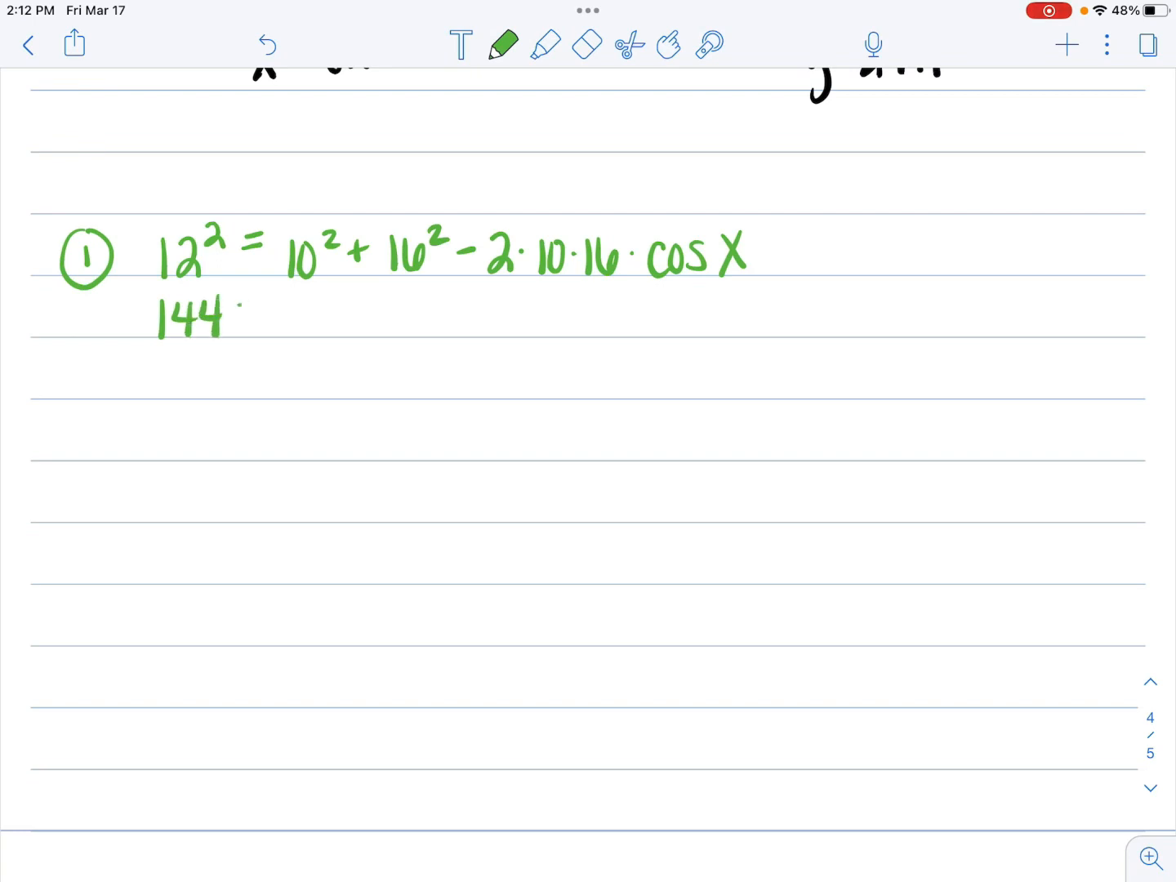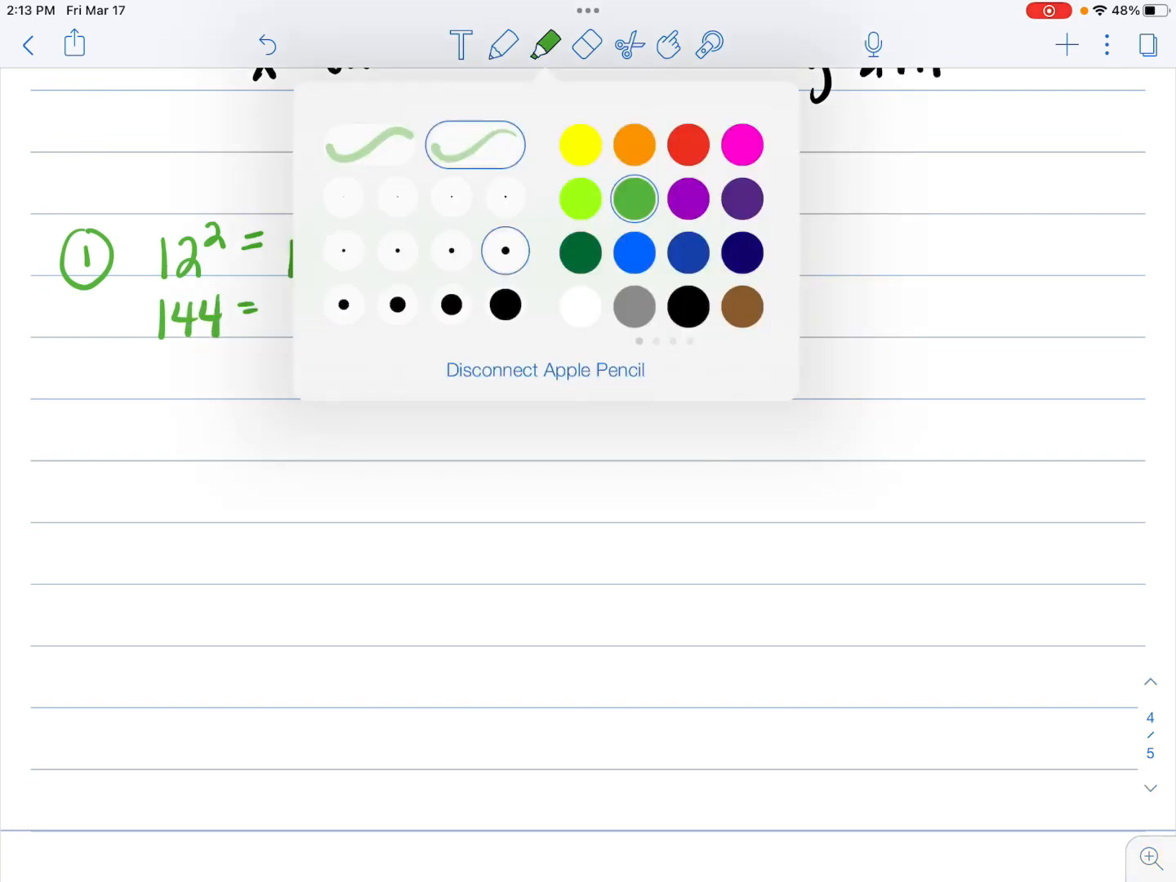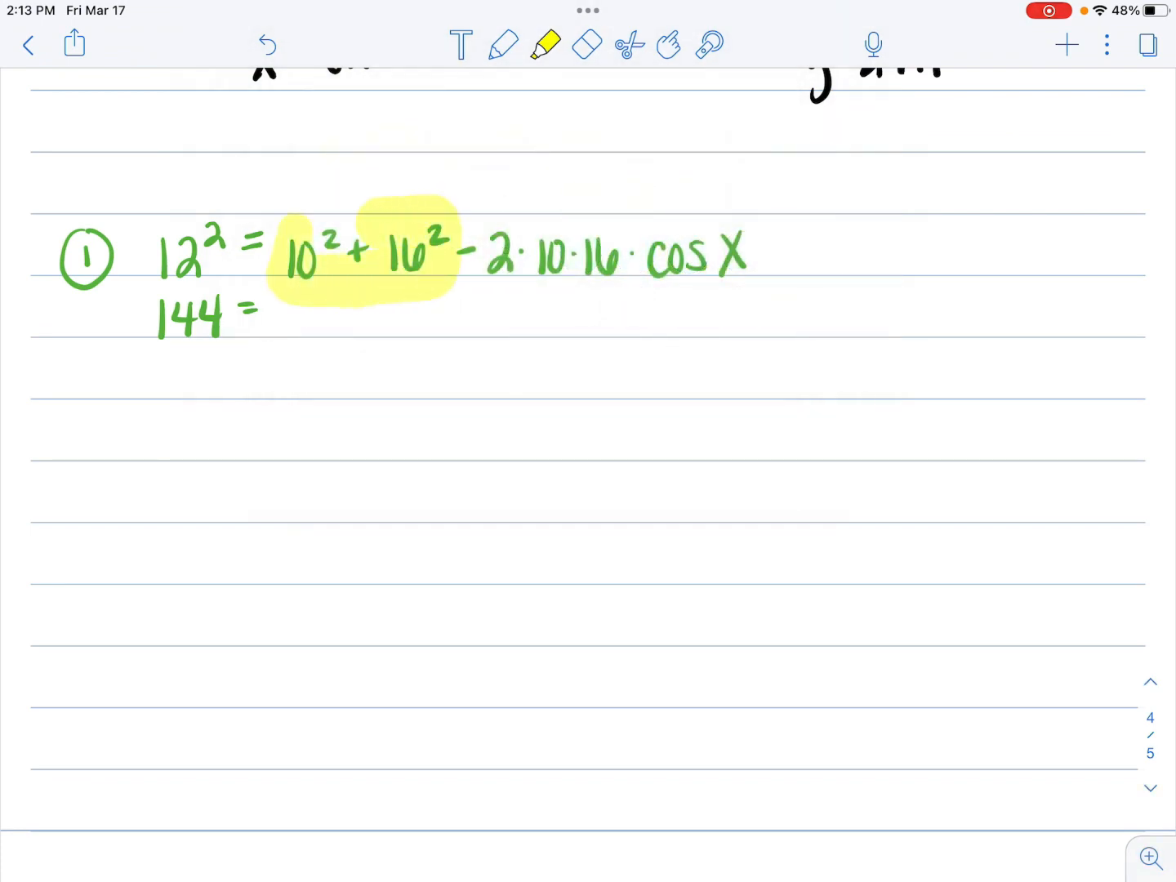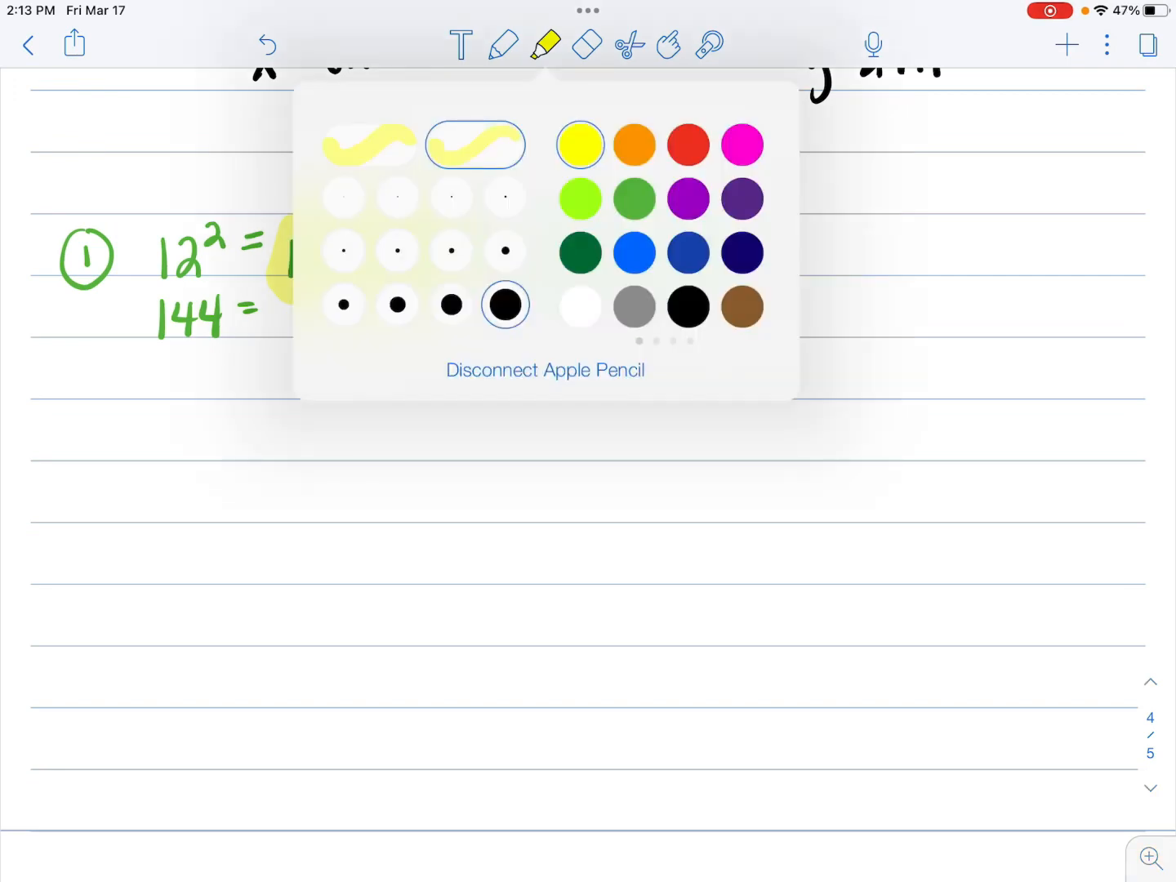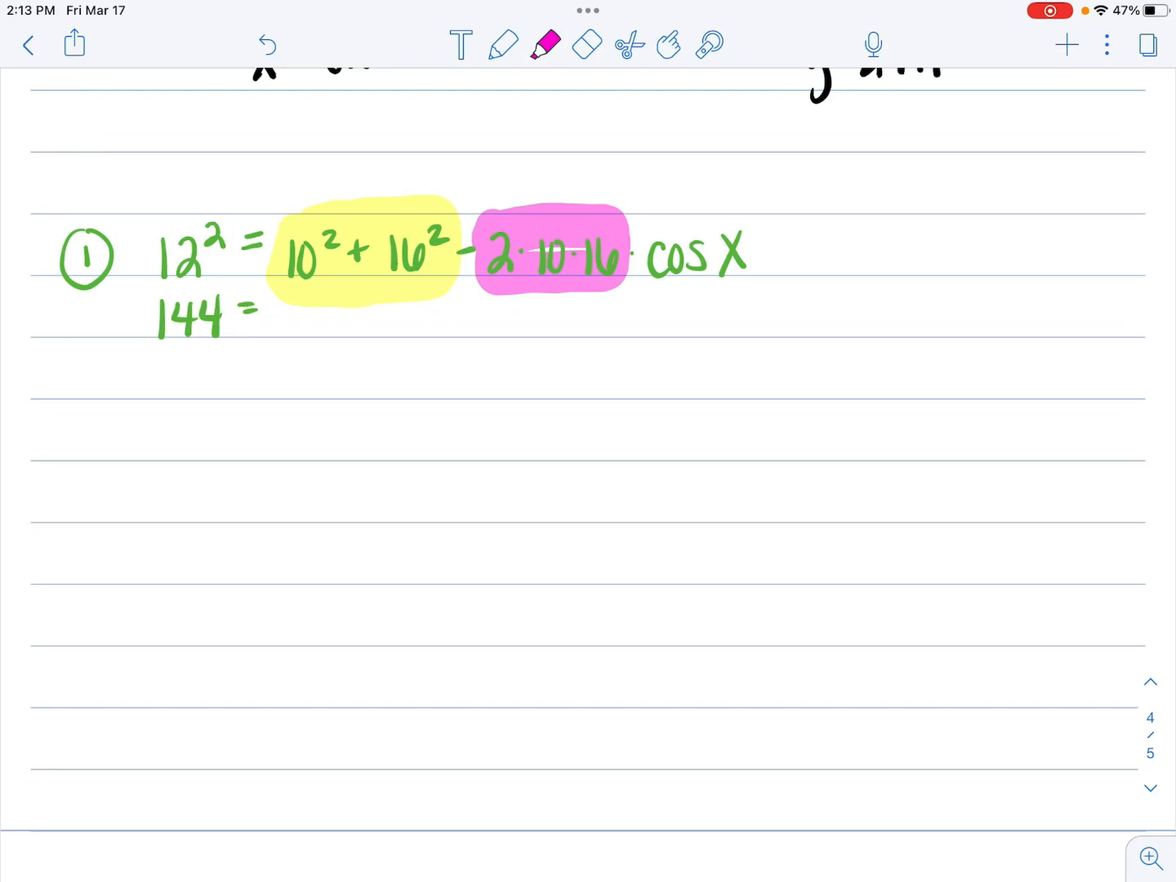So 12 squared is 144. Let me just do some changing on my highlighter a little bit. I have to do this separately from this. Those are two separate things, so don't do them together. 10 squared plus 16 squared is going to be 356. So that's 356 minus 2 times 10 times 16, which is 320, cosine x. That's an x, sorry.